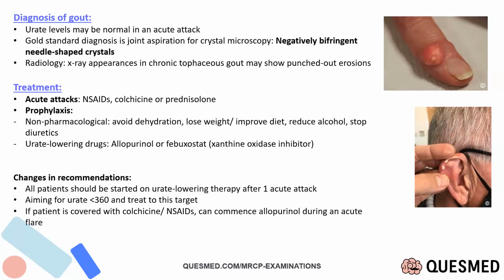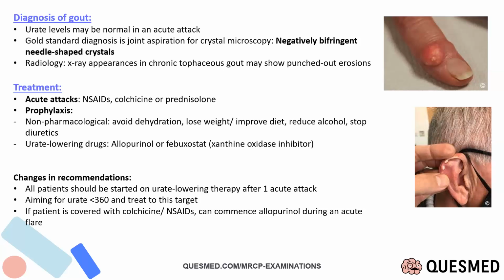Prophylaxis is super important, so tell them all the obvious things: stop drinking alcohol, stop any medications that could be contributing, like the diuretics, and improve their diet and lose weight. You then want to start them on urate lowering drugs. Now, there's a discrepancy between guidelines from NICE and the BSR, the British Society of Rheumatology.